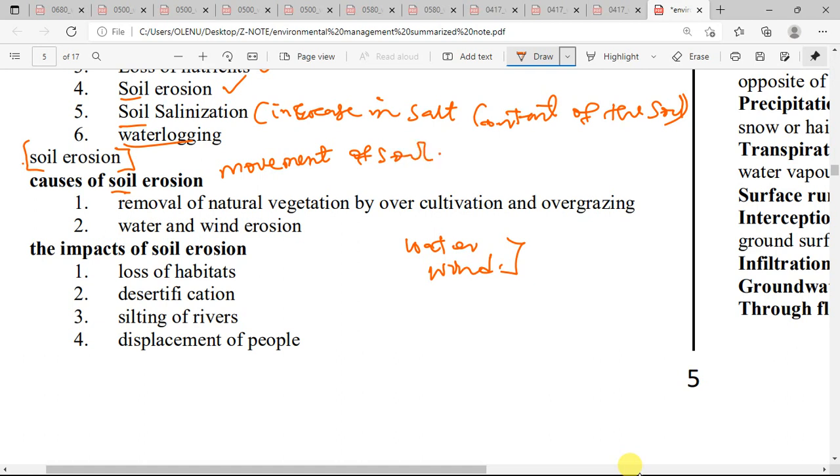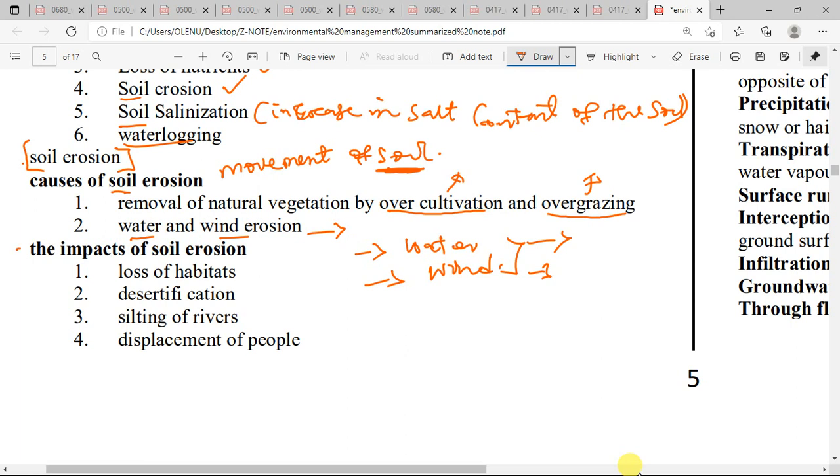And anything that can help in the movement of this soil is an agent that causes soil erosion. So in this case, water can help in movement of soil, and wind can also help in the movement of soil. However, why this soil is removed easily is when it is open and exposed to water and wind. So causes of soil erosion have to do with removal of natural vegetation by overcultivation and overgrazing. So once there is overcultivation on a piece of land and also overgrazing by animals, it makes the soil exposed to either water or wind, which can help to move it from one point to another, causing soil erosion.